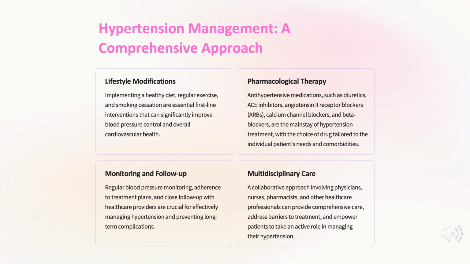Let's explore a comprehensive approach to managing hypertension. First and foremost, lifestyle modification takes center stage. Implementing a healthy diet, regular exercise, and smoking cessation are essential first-line interventions. These actions not only significantly improve blood pressure control but also promote overall cardiovascular health, laying a strong foundation for long-term well-being.